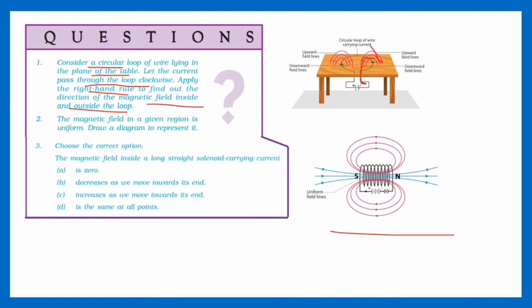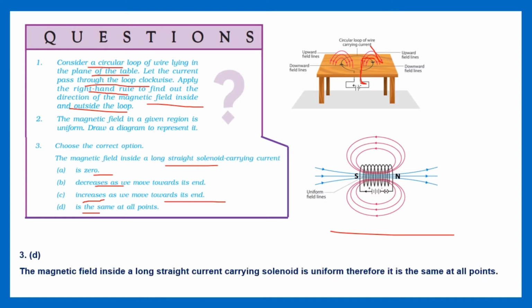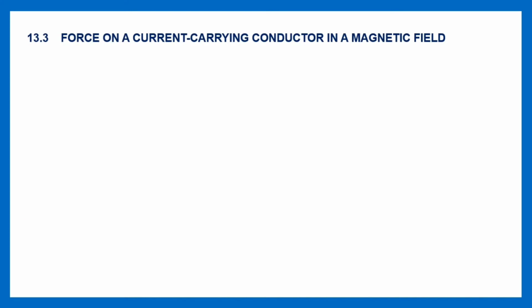Third question is, choose the correct option. The magnetic field inside a long straight solenoid carrying current: is it zero, does it decrease as we move towards its ends, does it increase as we move towards its end, or is it the same at all the points? The correct answer is D. The magnetic field inside a long straight current carrying solenoid is uniform. So the correct answer is D, that it is the same at all the points, right?